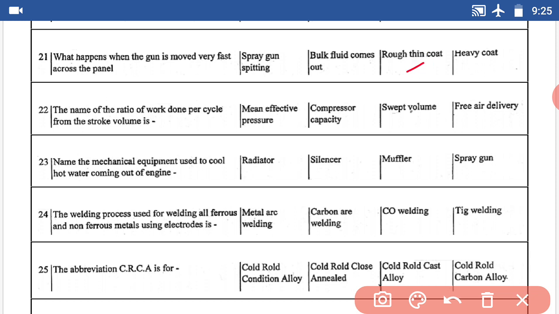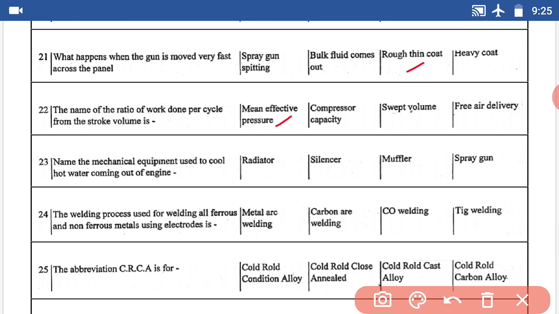Question number 22. The name of the ratio of work done per cycle to the stroke volume is dash. This question's answer is option A, the correct answer: mean effective pressure. Answer A is the correct answer.